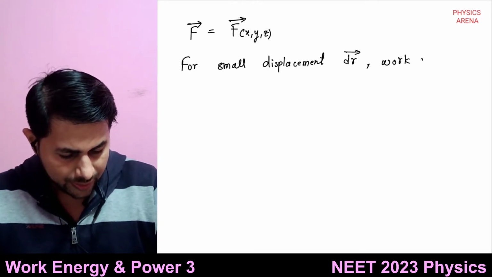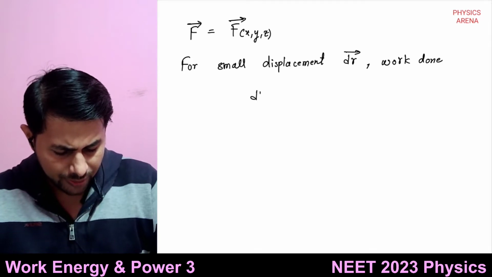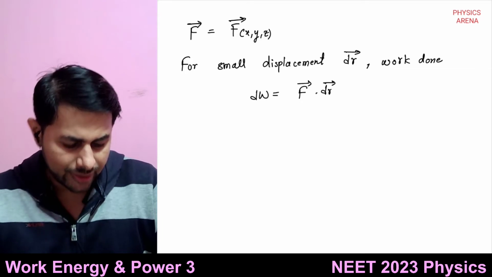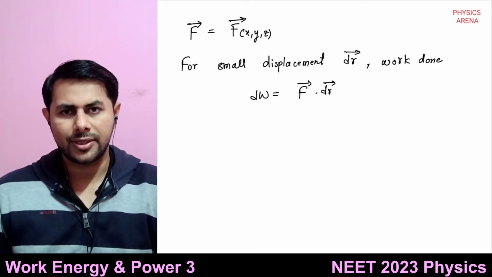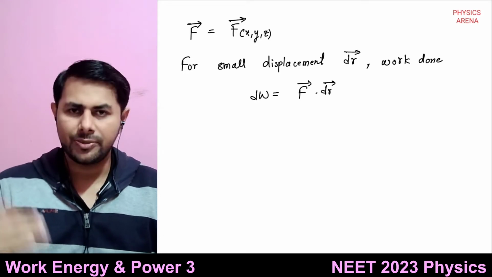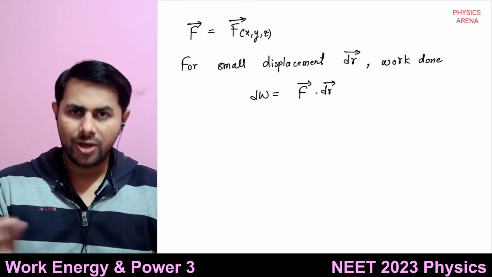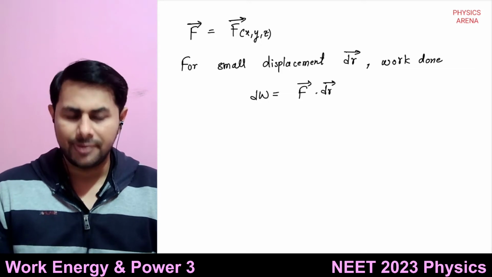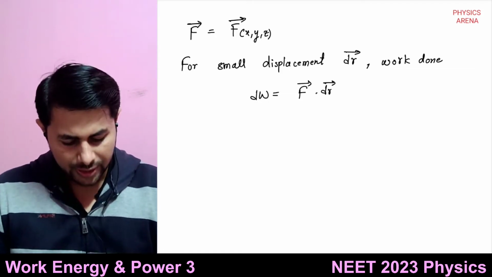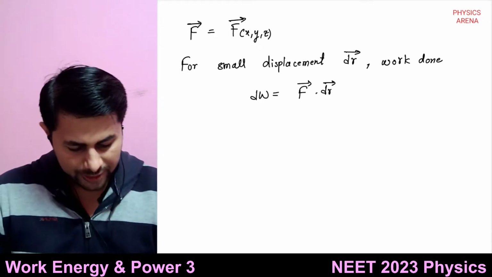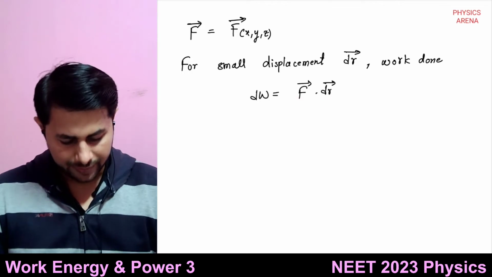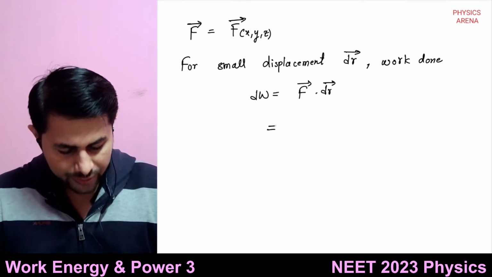Work done dW is equal to what? It is a dot product. We have studied about it. Work done is the dot product of force and displacement for a constant force. But this force is position dependent. So for a very small displacement, we can say that the force remains almost constant. So for a very small displacement, I can take the dot product of force and displacement.